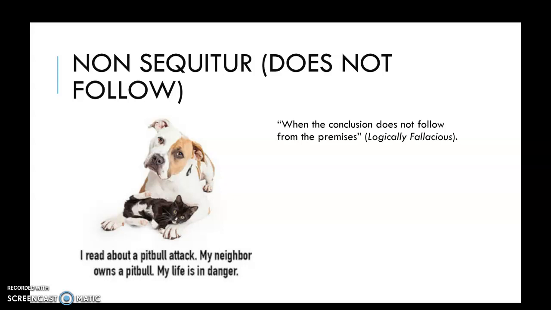Non sequiturs are logical fallacies in which the conclusion doesn't actually follow from the premises offered. There are lots of versions of this kind of fallacy, but it's a good catch-all term to refer to arguments that have a breakdown in logic. Just because some pit bulls are aggressive doesn't mean your life is in danger because you have a pit bull neighbor.